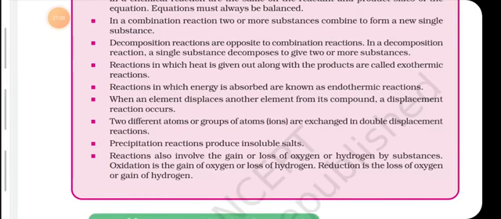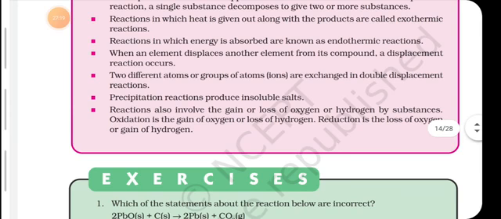A precipitation reaction produces insoluble salts. As I told you, a substance which is not soluble in water is known as an insoluble salt, and such a reaction is also known as a precipitation reaction. Reactions also involve the gain or loss of oxygen or hydrogen by substances.